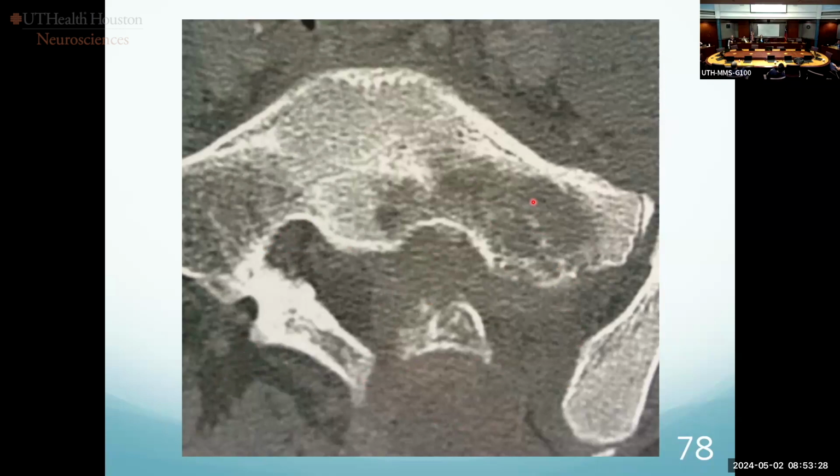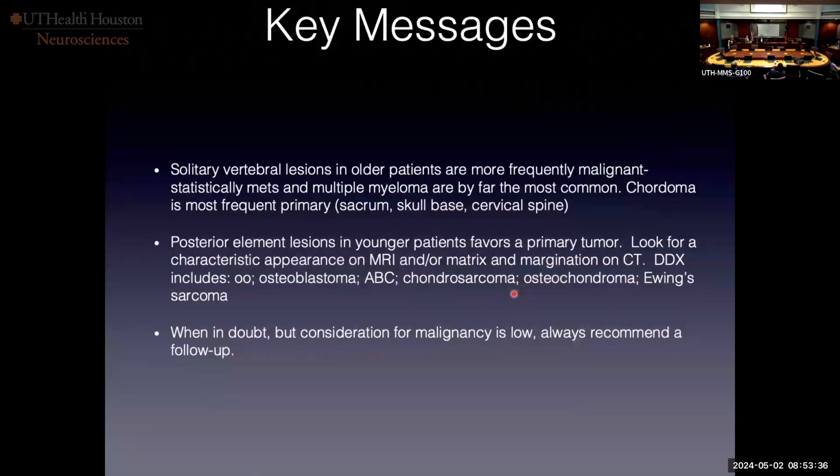So yeah, when you see permeative bone destruction, a large soft tissue mass, small blue cells percolating out through the vertebrae, that is concerning. So the key messages are: solitary lesions in older patients are more frequently malignant. Statistically, mets and multiple myeloma are your best bet. Chordoma is the most frequent primary. If you have a posterior element lesion in a younger patient, run through that differential I gave you of at least 5 things in your head.